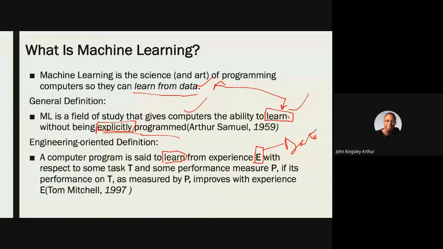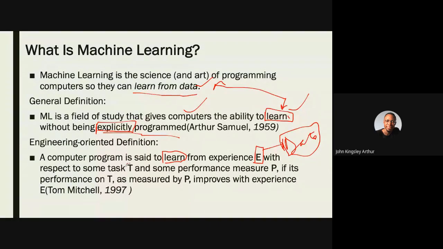How would the machine learn? The machine would learn from experiences. The experience is simply what is represented in the definition as what? E. But what we are saying in addition is that in practice, the E represents what? Data. Do you understand?